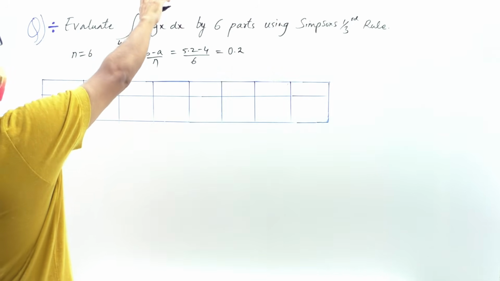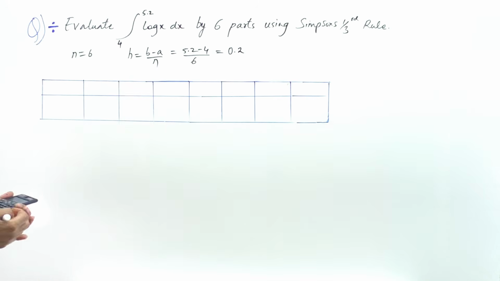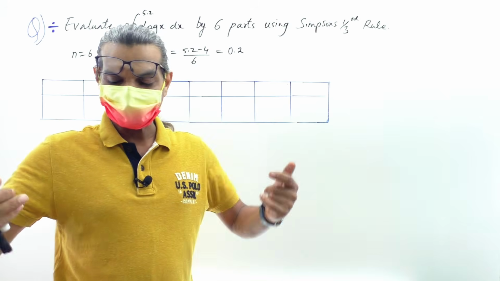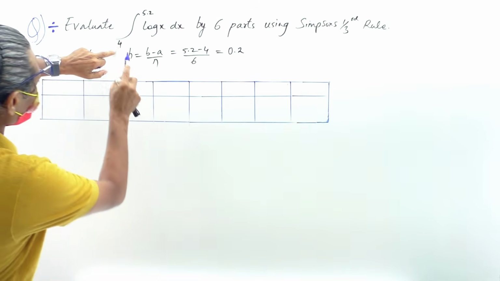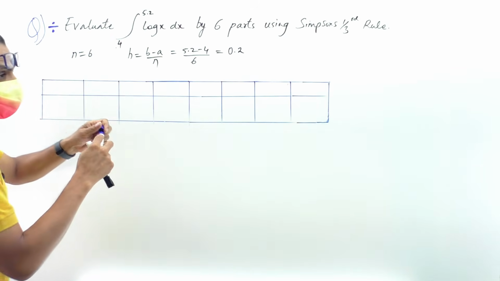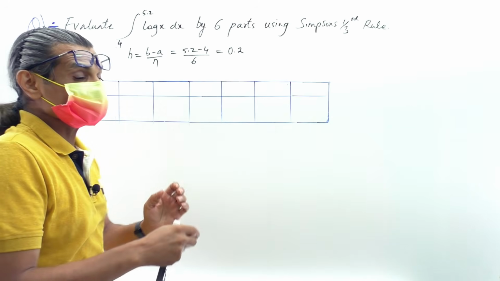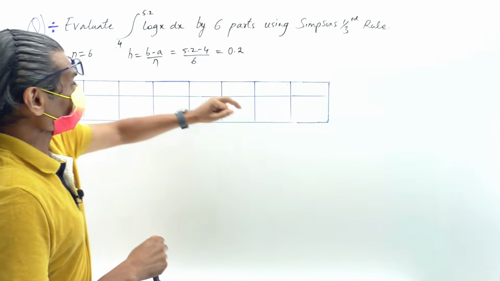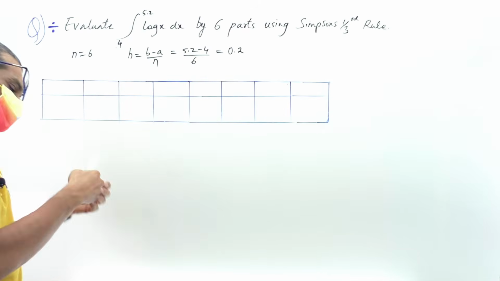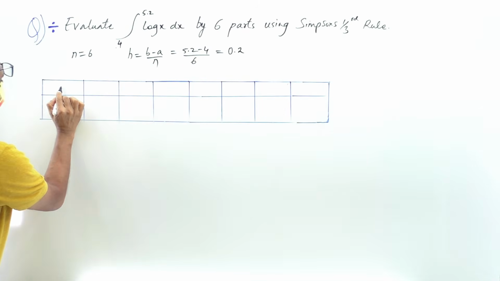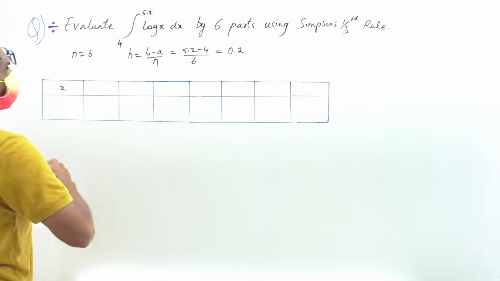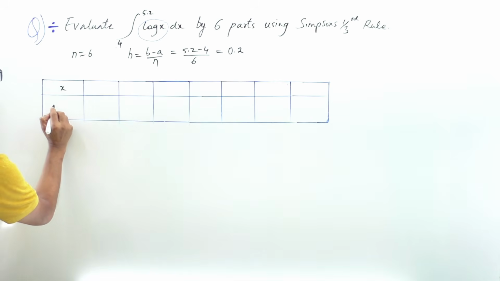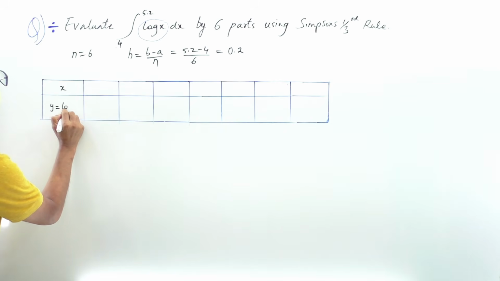Now we evaluate from 4 to 5.2. See, the lower limit is 4. Be careful with this here. Many questions tell you 0, so many students make the mistake of starting from 0. Not that. See the limit here, it starts from 4 to 5.2. So between 4 and 5.2, I am dividing into 6 equal parts. Each part size is what we found, h equal to 0.2. Whatever is inside, excluding dx, that is f of x or y. So y is equal to log x.